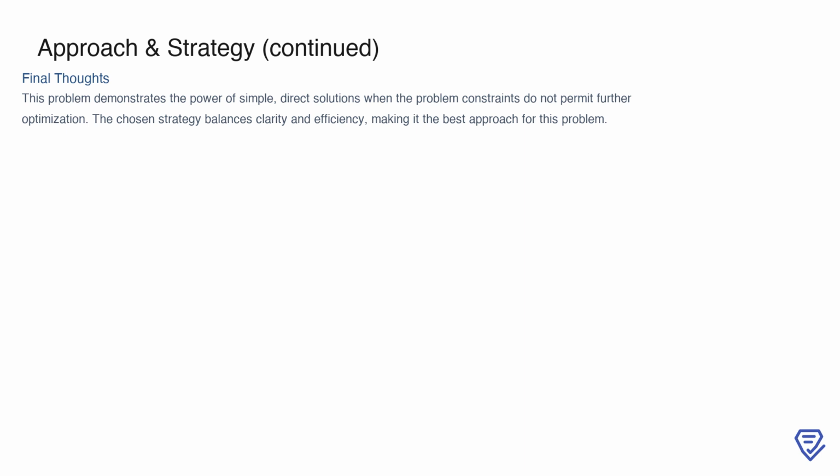The chosen strategy demonstrates how small insights, like using zip to simplify column traversal, can lead to cleaner and more readable code. Ultimately, this solution serves as a great example of how understanding the problem's requirements and working within its constraints can lead to an elegant and effective implementation.